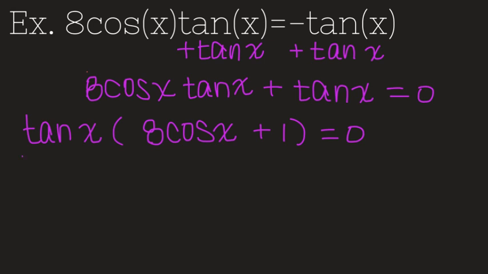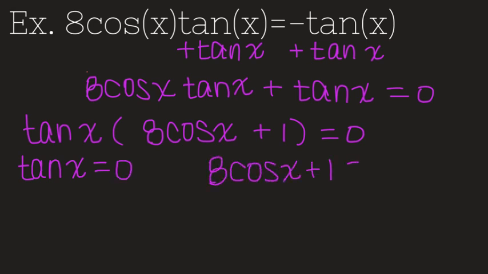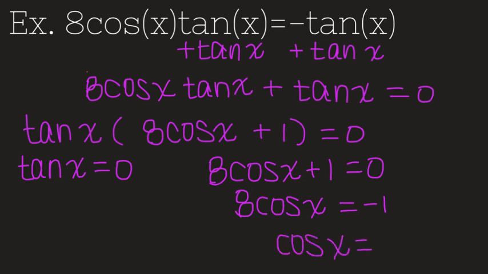So now we have two factors. We're going to set them both equal to 0, so we have tangent of x equals 0, and 8 cosine of x plus 1 equals 0. So tangent of x equals 0, that one is just done right now. And let's work a little bit further on this one. We're going to have 8 cosine of x equals negative 1, and then cosine of x equals negative 1/8. So we just need to determine, can we use our unit circle or are we going to need a reference angle? So for tangent of 0, we can use our unit circle.